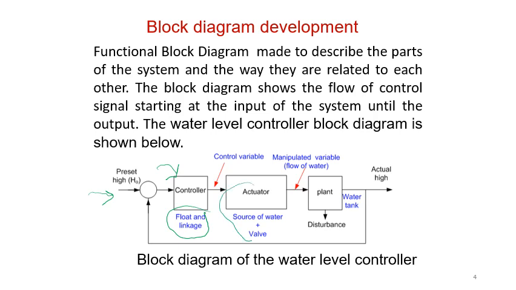Now the actuator which is going to control the plant is going to be the source of water plus the valve. So both of these two elements are the controller, which is going to control the water level in the plant. So the plant is the tank in this case. Any opening of the tank outlet is considered as a disturbance. And finally, the output is going to be the output level or the actual height. So that's how I convert.